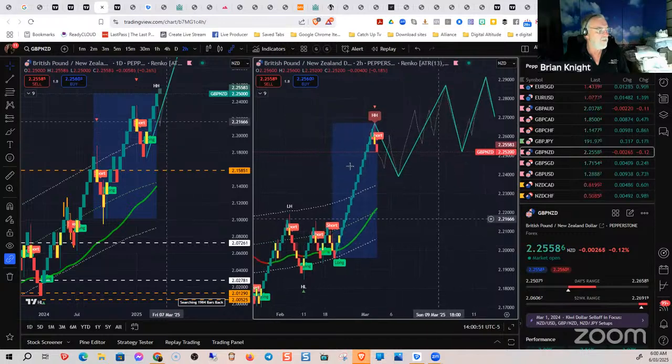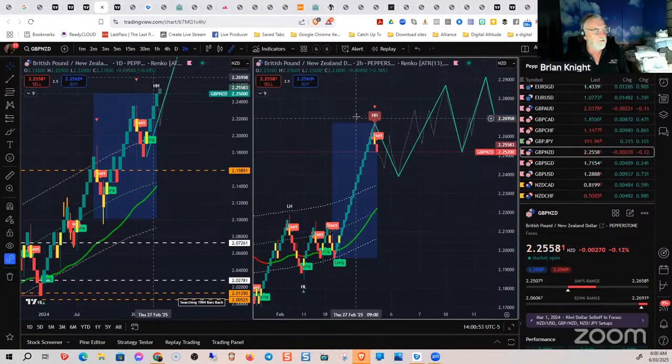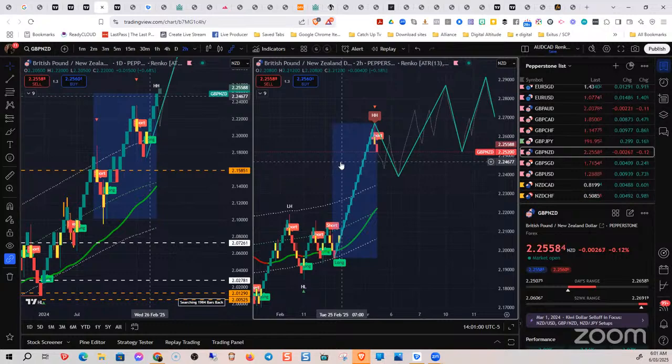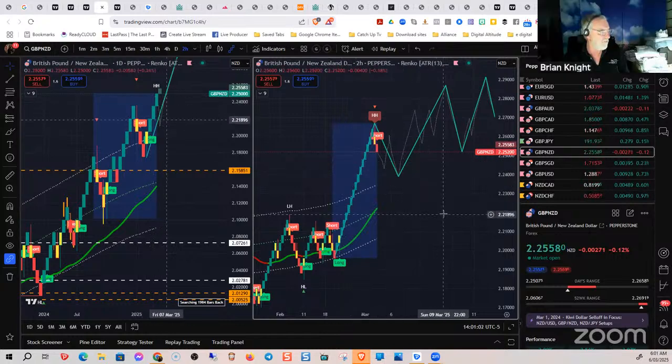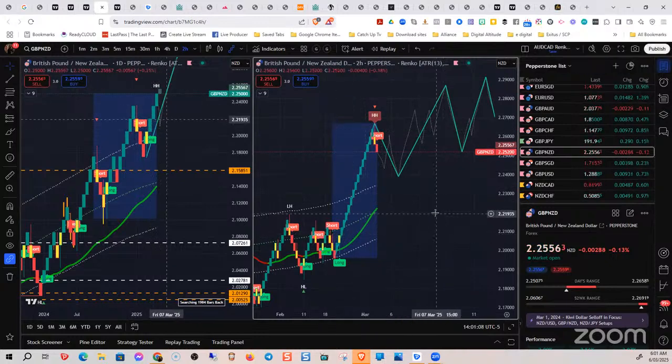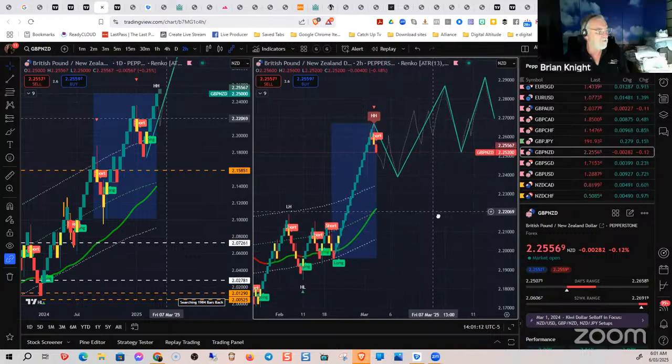What's this blue bit in the background? That's the part they're looking back at the candles. That's 5,000 candles. Right. Okay. Gotcha. Oh, candles, not Renkos. Okay. Right. Gotcha.